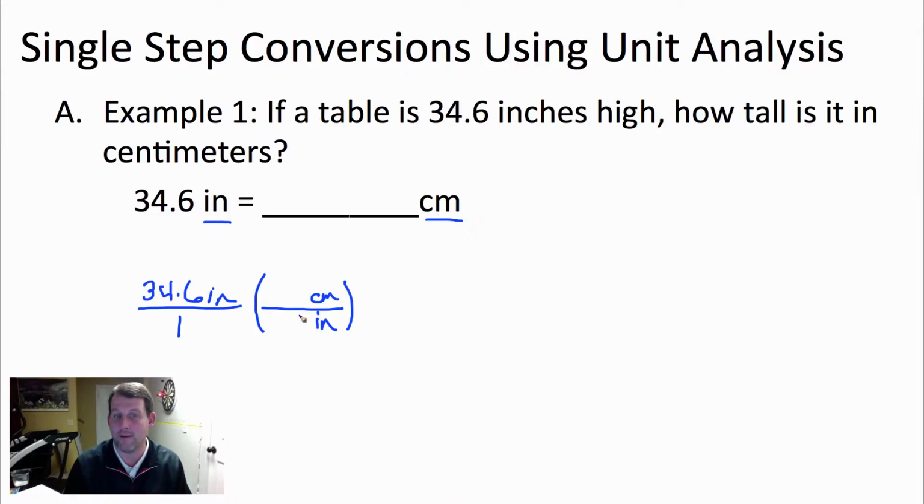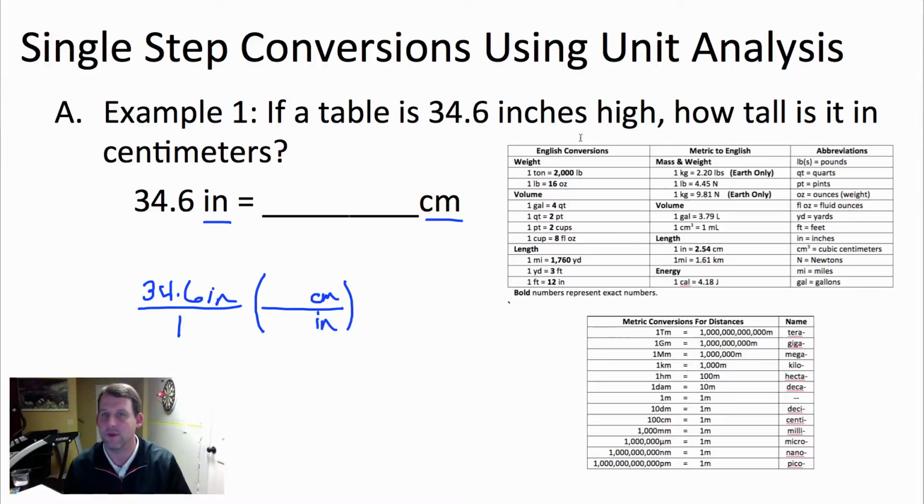Now, to figure out what numbers we need to put here, we've got to consult our table, and our table looks something like this. What we're looking for is the number that tells us how many inches are in a centimeter or how many centimeters are in an inch, one of the two. We can find that number by looking on here, and we see all these units, and there's one of them, this one right here in particular, that tells us every 1 inch is 2.54 centimeters.